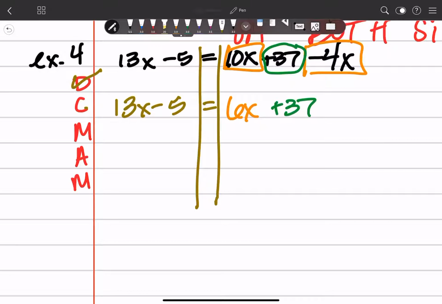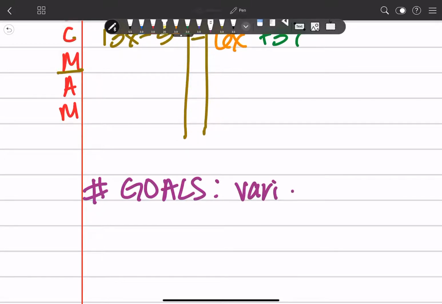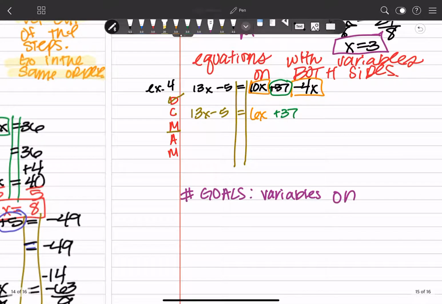Now, this is where it takes place. You don't necessarily have to move the lighter variable, but you do have to move one of them. You want to get your variables on one side and your constants on the other. So here's what we're going to write down really quickly just so we know it. These are hashtag goals, kind of like relationship goals. I know, I'm kind of dating myself maybe. It's okay. Your goals are that variables are on one side, constants on the other.